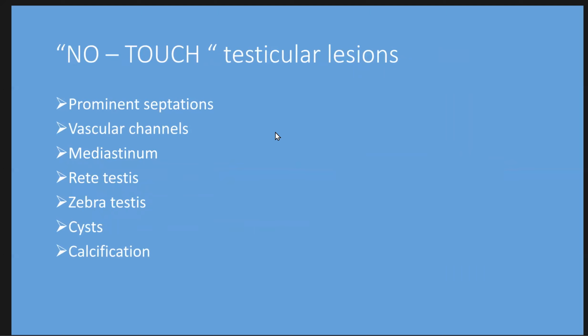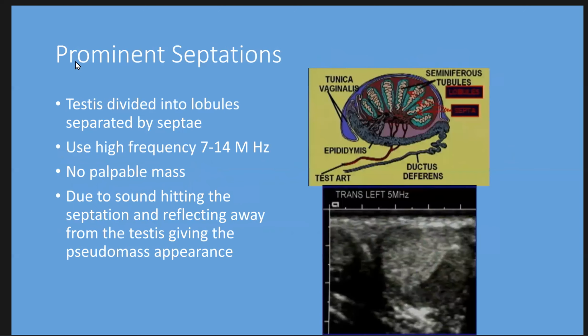Here are some no-touch lesions, and I will discuss some of them. Prominent septation: the testis can be divided into lobules, as we see here. The lobules are separated by septi, and we should use at least a 7 to 14 megahertz probe. There is no palpable mass, and due to sound hitting the septation and reflecting away from the testis, it gives the appearance of a pseudomass, as in this example.